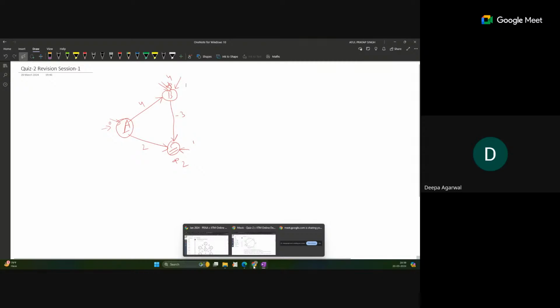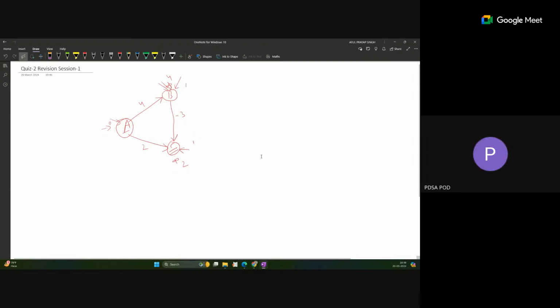So if you know this, I have just to conclude this. If any edge is going from the unvisited vertex to an already visited vertex, and that contains negative weights, that will return the incorrect output according to Dijkstra's algorithm.